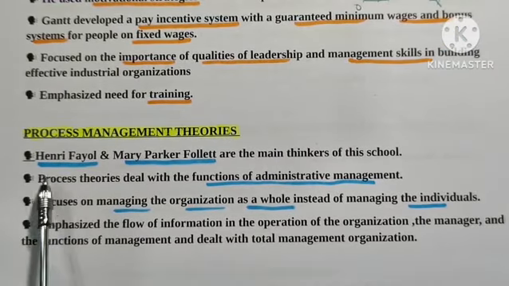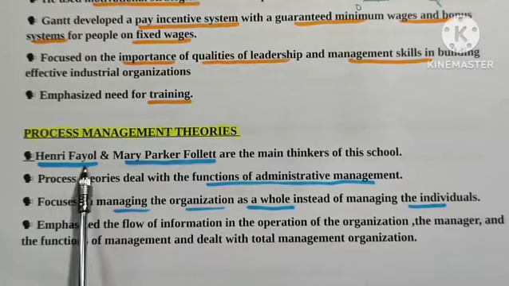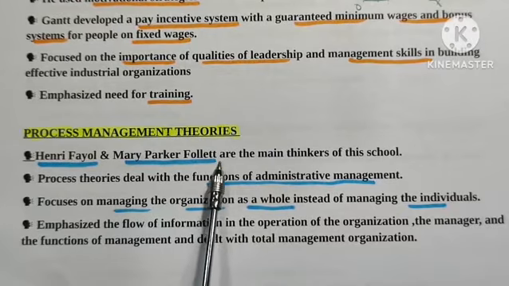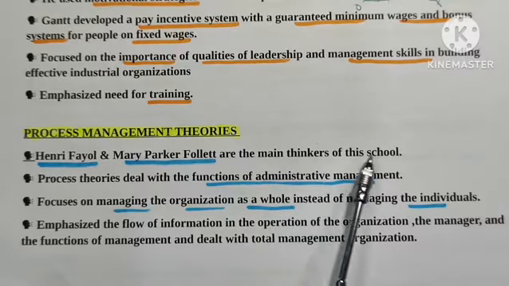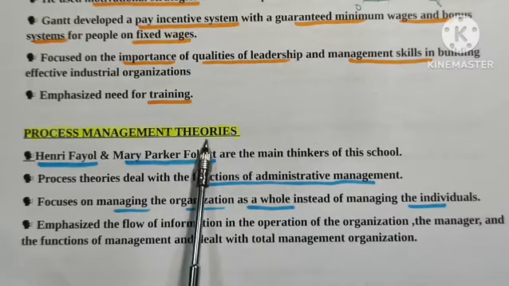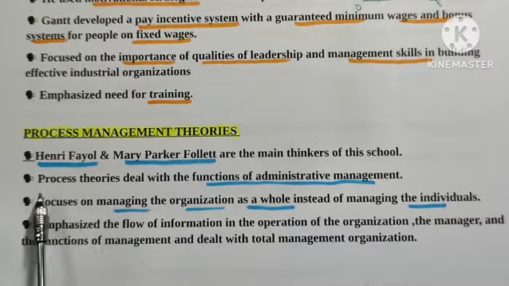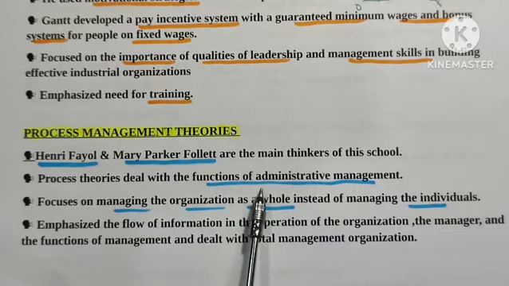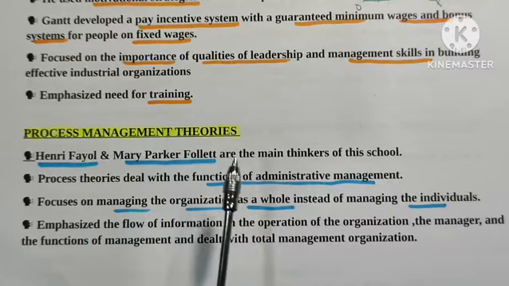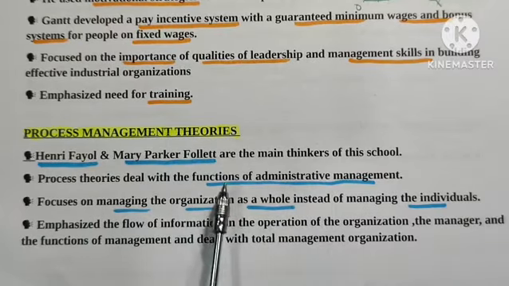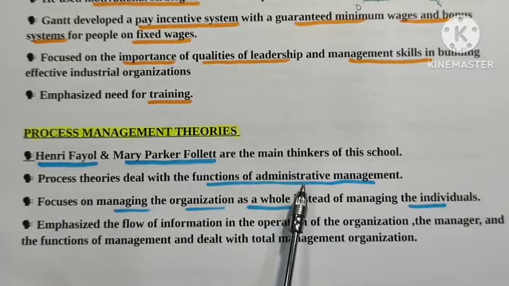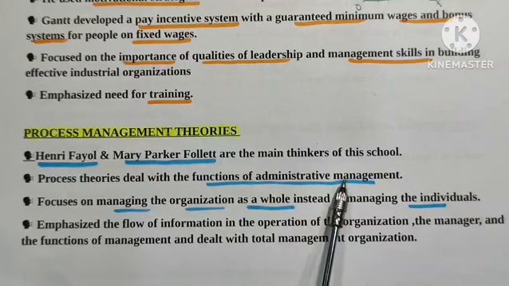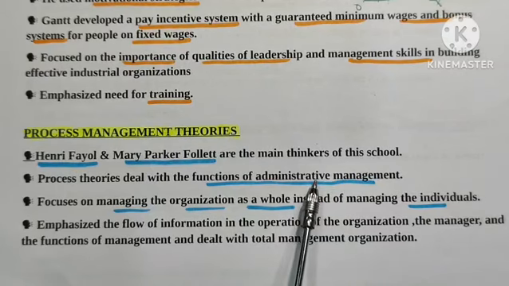Process management theories are given by Henry Fayol and Mary Parker Follett. These are the main thinkers of this school. Process theories deal with the functions of administrative management. So this theory deals with the administrative management functions: the functions and responsibilities of workers at the administrative level, like directors, managing director, and managers.